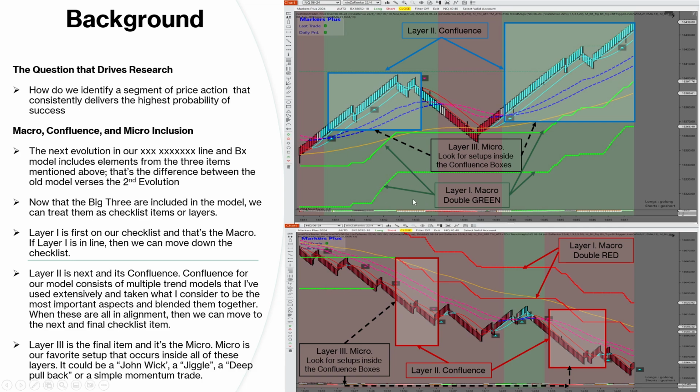All right, so layer 1, the macro. We're looking here at a bullish chart, a bullish environment, and layer 1 is green across the whole chart. So we're just looking for long trades. But we need to let layer 2, confluence, come into play. The first thing on the checklist that pops up is the chart turns to light green. The background does. That's a trend model taken.